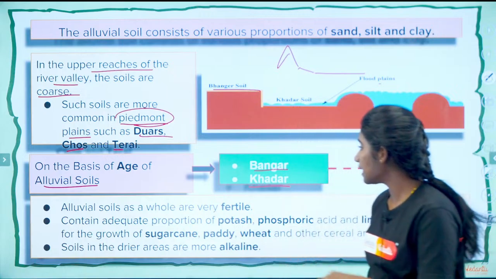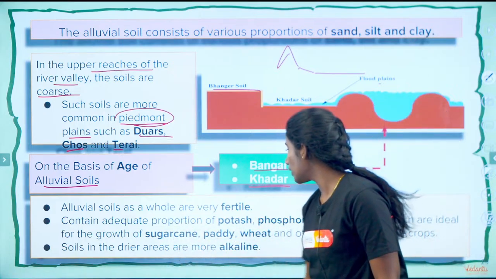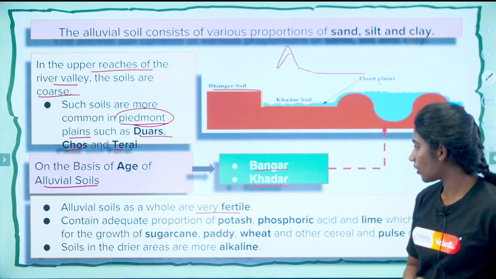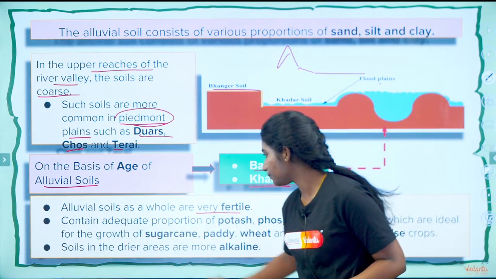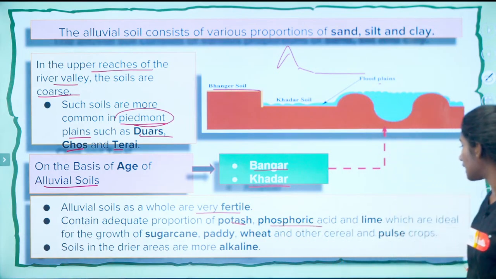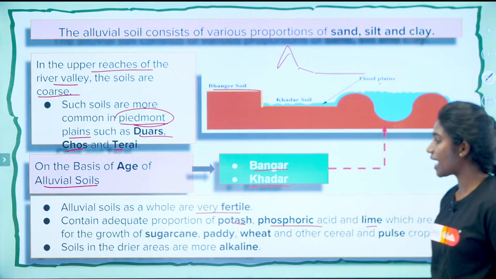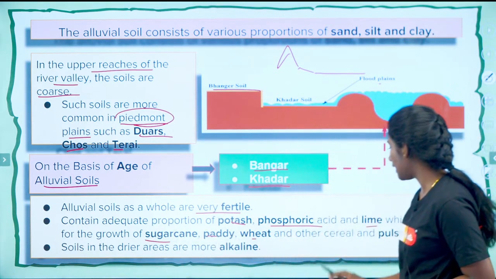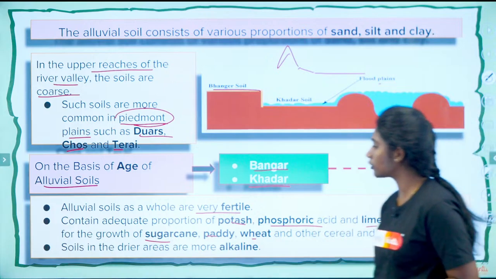Okay, and then see, the alluvial soils as a whole are very fertile. They contain adequate proportion of potash, phosphoric acid and lime, which are ideal for the growth of sugarcane, paddy, wheat and other cereals and pulse crops.